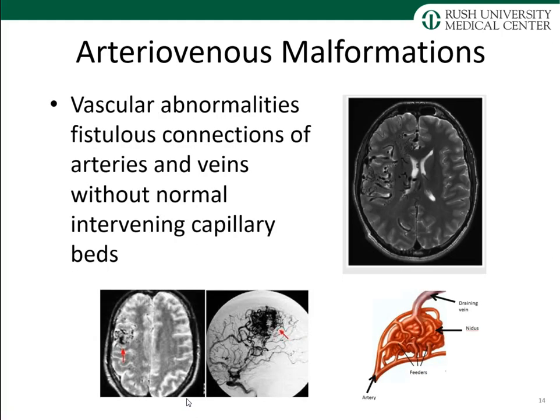Just a few words about arteriovenous malformations. So these are vascular abnormalities that are fistulous connections of arteries and veins without the normal intervening capillary beds. And what you can see in a couple of these images, on the upper right, you can see what looks like a bunch of snakes sitting in the cortex. That's actually that connection between the arteries and the veins. We can see it down here where we see this kind of dark signal abnormality, and then this is on angiogram. You can see kind of this mess.